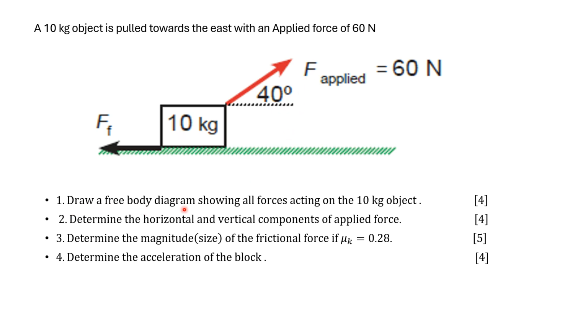One, can you draw a free body diagram showing all forces acting on the 10 kg object? Determine the horizontal and vertical components of this applied force. So when we say that, we assume you know there's a horizontal component and a vertical component of the applied force. Determine the magnitude, or the size, of this frictional force here, given that mu k, the coefficient of kinetic friction, is 0.28. And then, with Newton's second law, can you determine the acceleration of the block? As you can see, that's 4, 8, 12, 17 marks, one small simple problem.